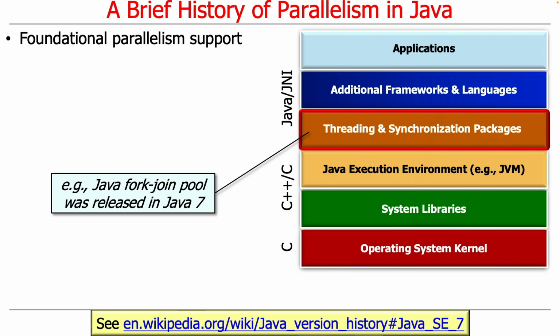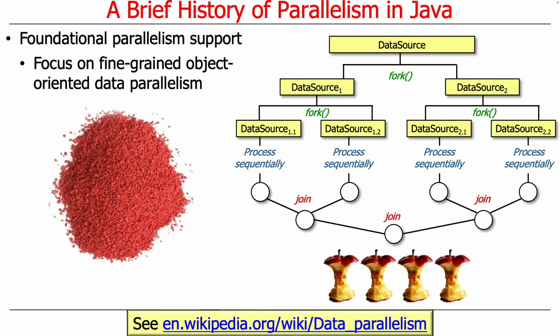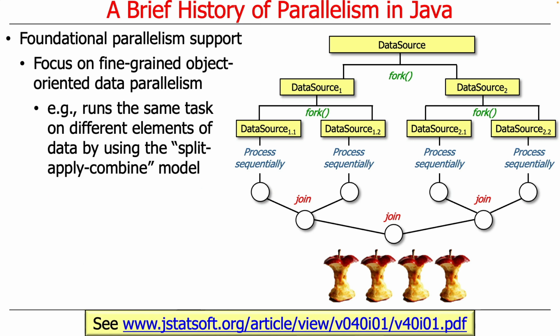There was foundational parallelism support added in Java 7, which came out in 2010, and this was when the fork join pool capabilities were released. The focus there, as we've talked about, this is just kind of a recap, is on fine-grained, object-oriented data parallelism. So you've got objects, you subclass, you override, you fill in the parts that have to run in parallel, and then you let the framework do the computation. But you have to provide a lot of the scaffolding for that.